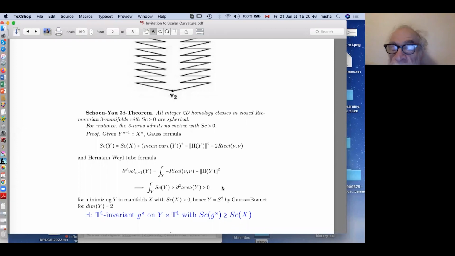Okay, so therefore, if you take this minimal surface, this integral must be positive. Gauss-Bonnet in dimension 2 says that if the integral of the Gauss curvature is positive, then it must be a sphere. It's an oriented hypersurface, so it's an oriented closed surface. Its integral of curvature is positive, therefore it's a sphere.